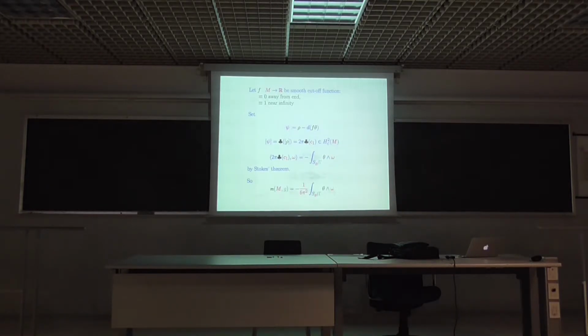And so the conclusion is the mass, which we previously expressed in terms of the integral on the large sphere of theta wedge omega, is in fact just a multiple of club C1 paired with the class of omega. And there's a misprint here. That should be the class of omega, not the form.